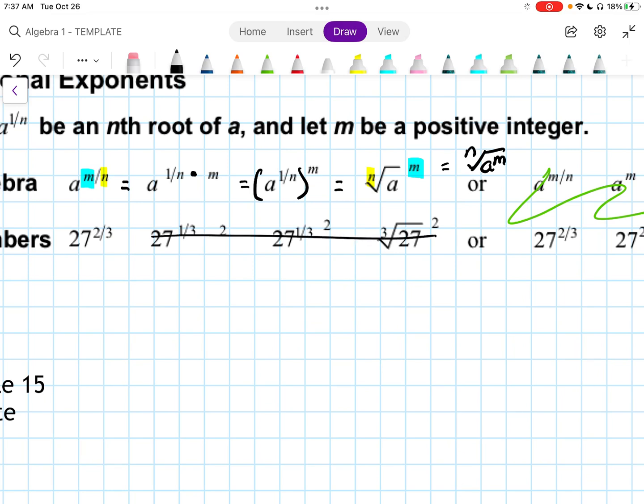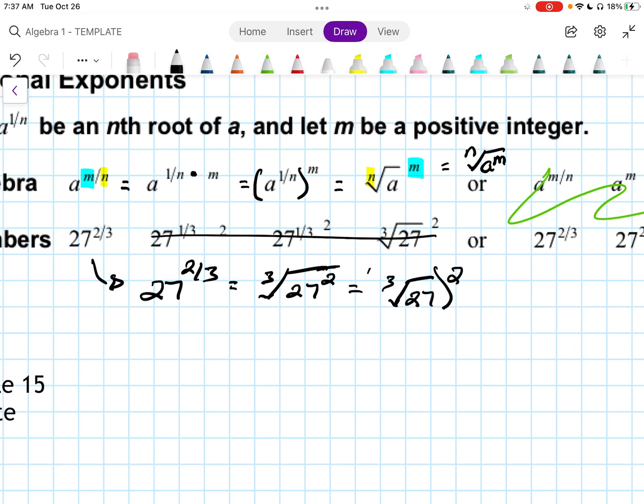So the bottom piece here, what this means is that 27 to the 2 over 3, the 3 becomes a root, and then we have 27 squared left over. And that could be 27 squared with the 2 under the root, or the cube root of 27 squared with the squaring on the outside there.